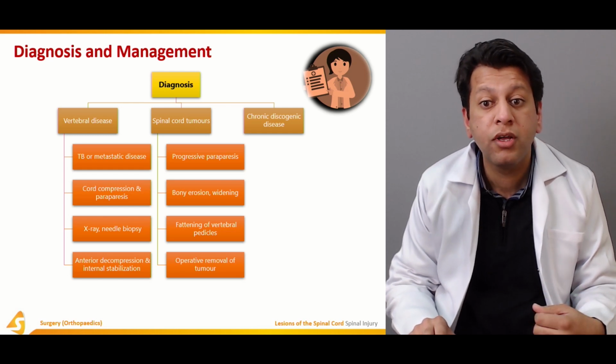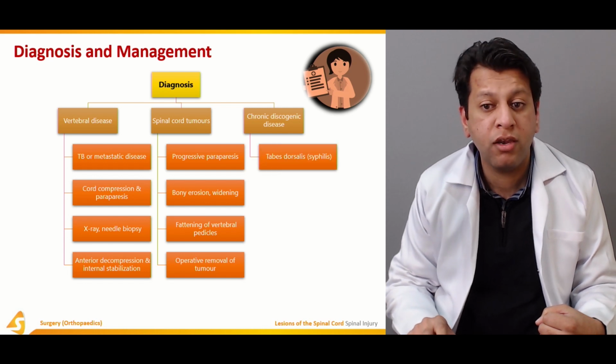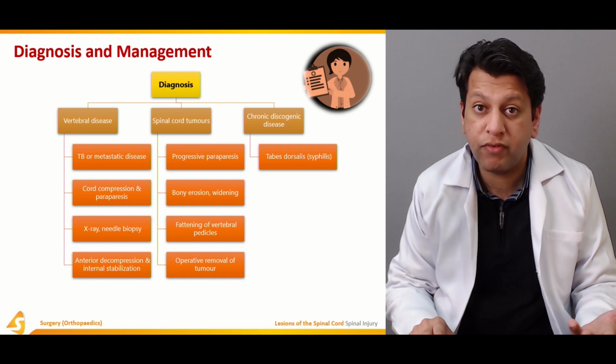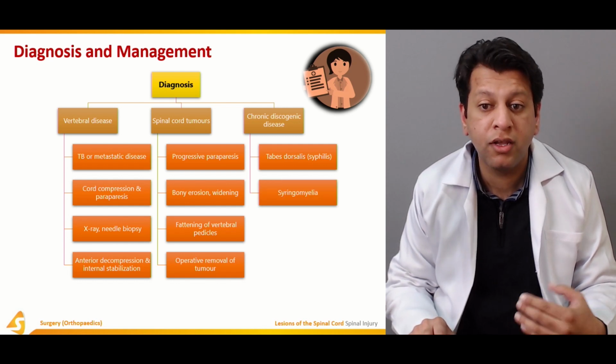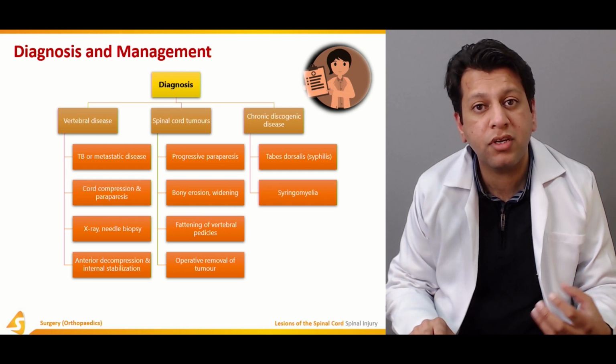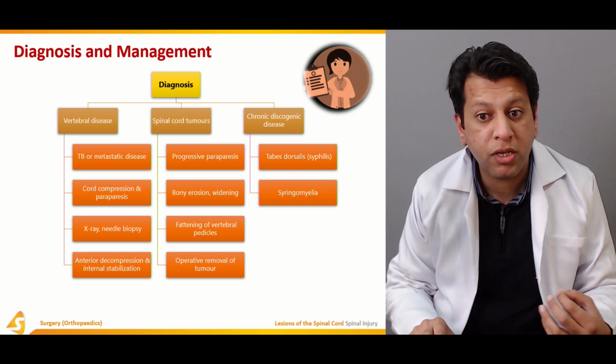As I just told you, more commonly it's always the chronic discogenic pain, usually associated with it. It could be for any other infection, for example, in syphilis as well, or syringomyelia, in which there is a cyst formation in the spine which can enlarge and present with a classical pattern of cord compression.